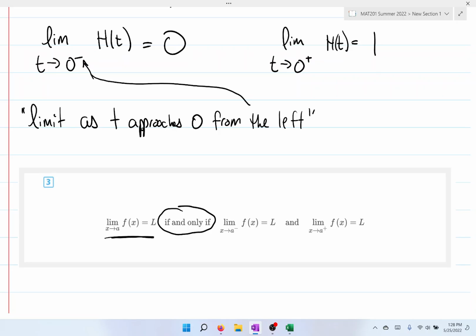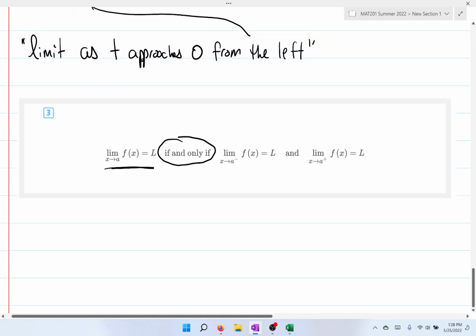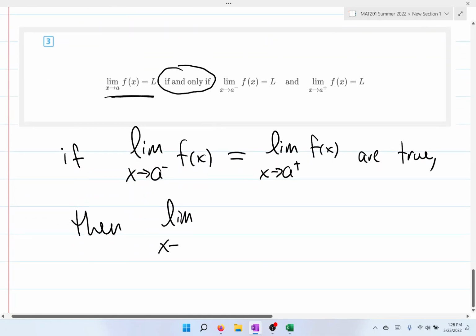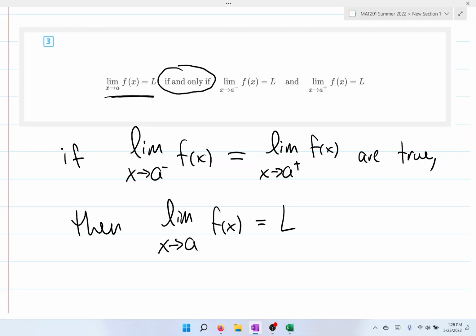In other words, these two limits right here, the limit as x approaches a from the left of f of x, has to equal the limit as x approaches a from the right of f of x. And if these two things are true, then the limit as x approaches a is going to equal L.